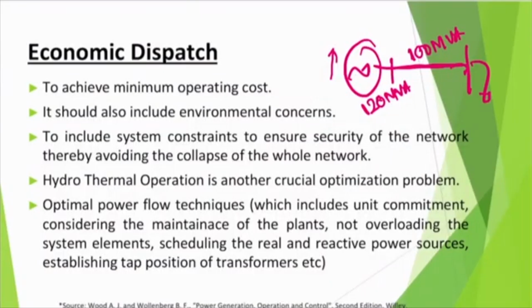Now, considering the maintenance of the plant, not overloading system elements such as transmission lines and transformers, scheduling the real and reactive power sources, and establishing good tap positions of the transformers, all of these can be included as constraints in my optimal power flow operations.